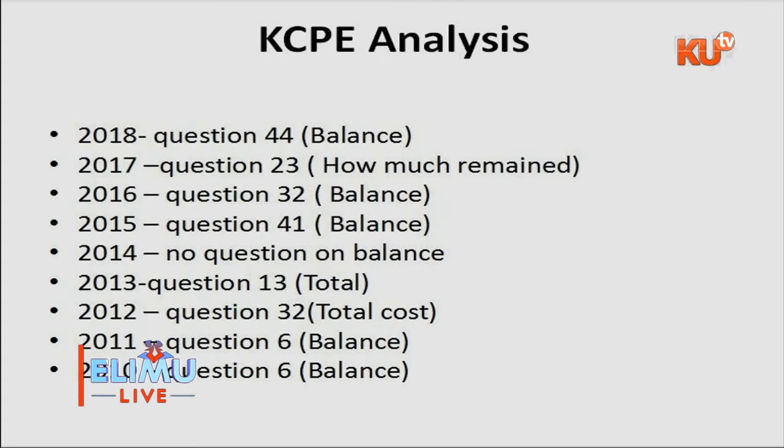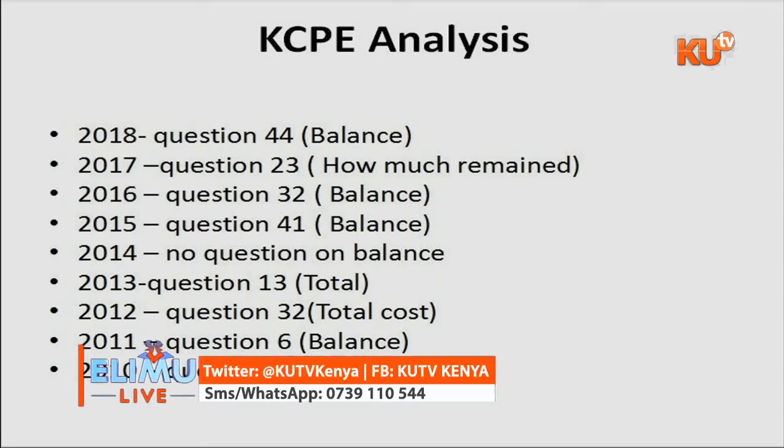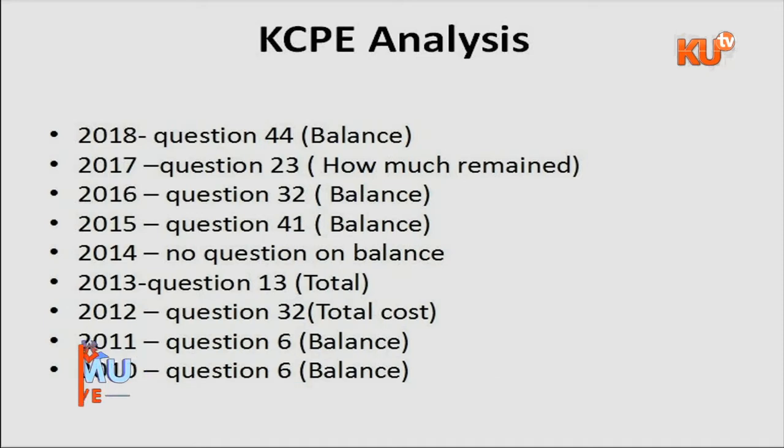That's what we are going to concentrate on today. So if you look at the KCPE analysis for the last 8 years, from 2018 to 2010, you can see last year, that is 2019, they didn't bring a question on balance. What they tested was change. So 2018, question number 44 was testing on balance. 2017, question number 23, tested on balance.